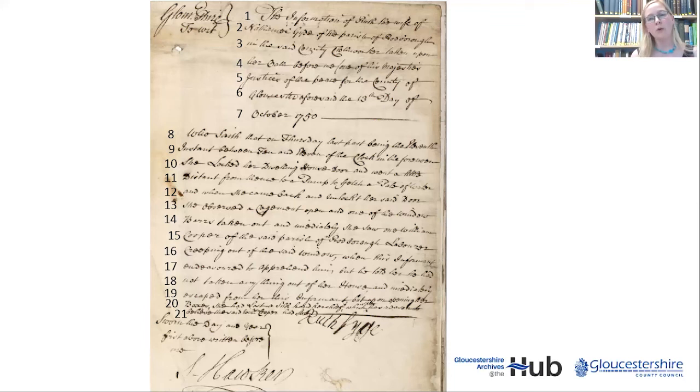So if you are looking at quite a few of these sorts of documents, if this does happen, woman or man, actually, it's always quite interesting if they can write their own name, until the end of the 18th century, because it was just so uncommon.